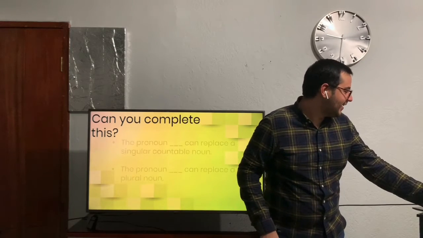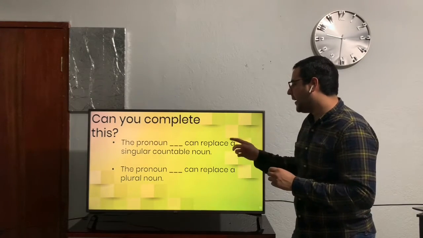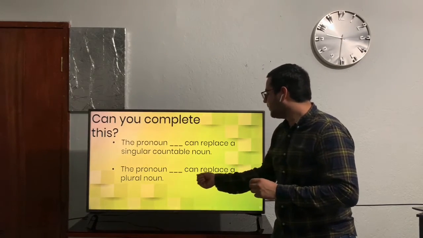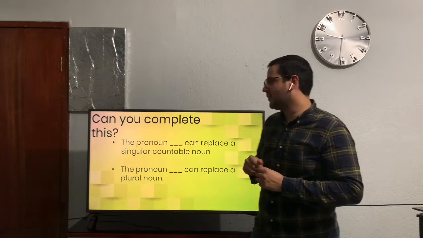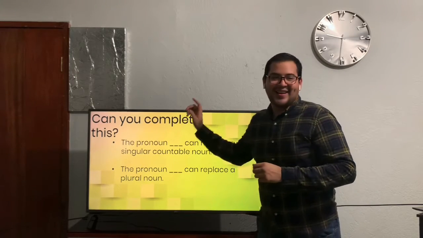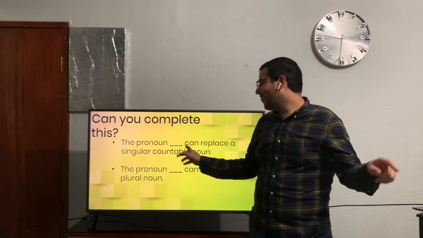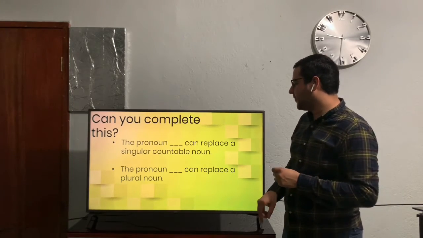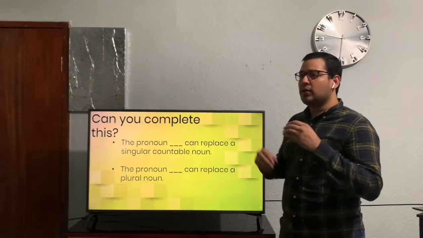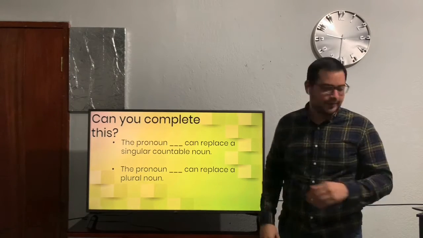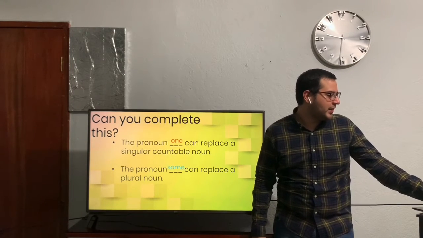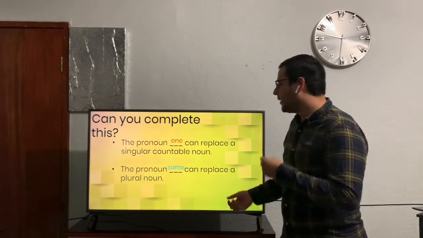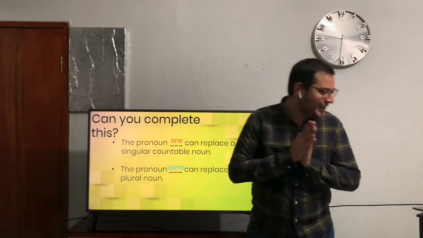So, can you complete this? Let's see. The pronoun blank can replace a singular countable noun. The pronoun blank can replace a plural noun. You knew it. One, very good. And the other one, the pronoun some, very good. So first, remember, the pronoun one can replace a singular countable noun. And the pronoun some can replace a plural noun. Yes.